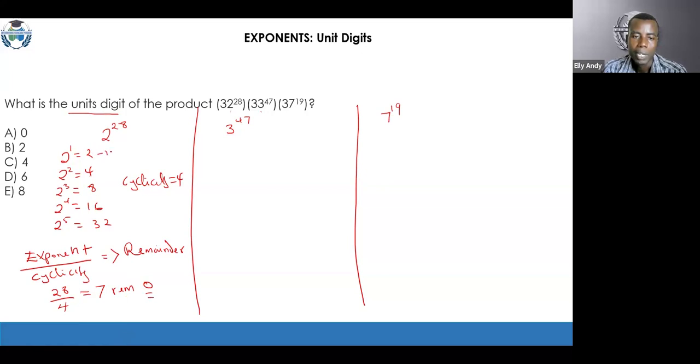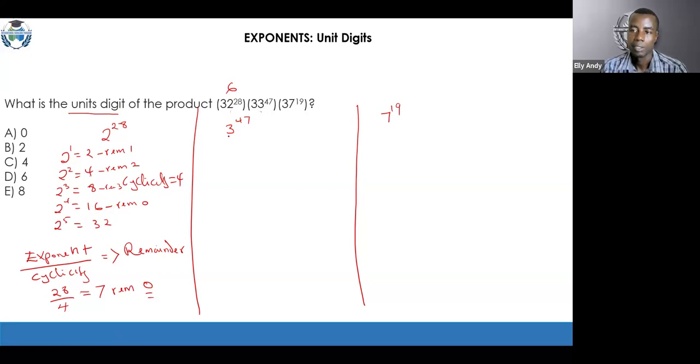If the remainder is 1, then the last digit is this. If the remainder is 2, then the last digit is 4. If the remainder is 3, then the last digit is 8. If the remainder is 0, or if there is no remainder, then the last digit is 6. So in our case, the remainder is 0, so the last digit is 6. So 32 power 28 has a unit digit of 6.